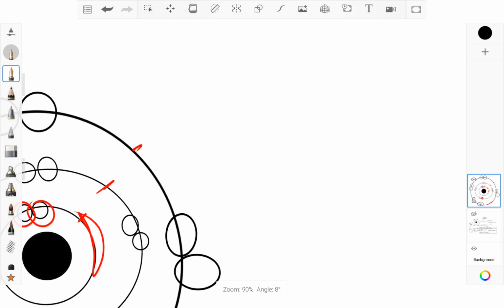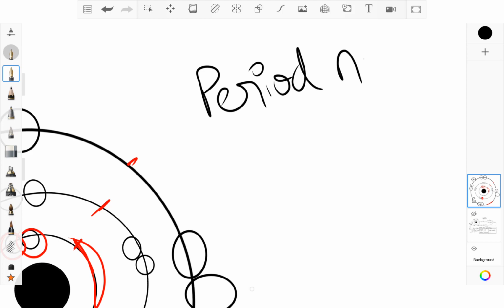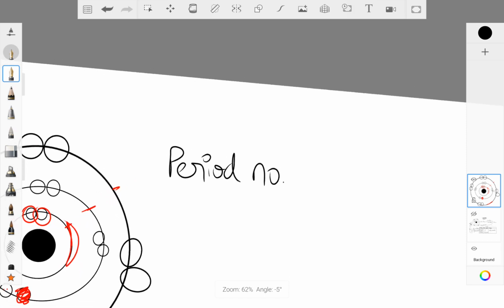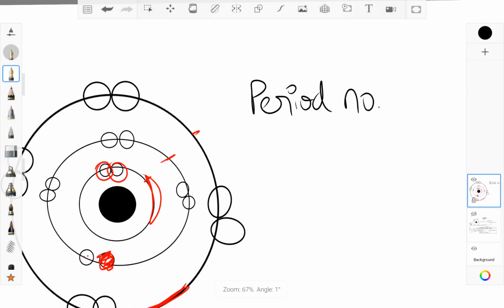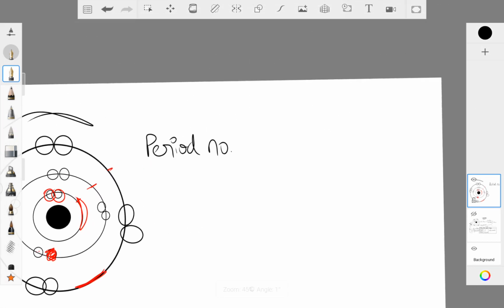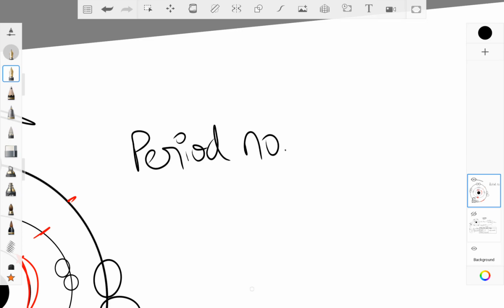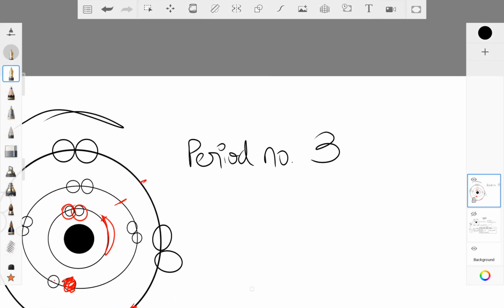Now, another thing that you need to be familiar with is the period and group numbers. You need to know what the period number tells you. So the period number in the periodic table tells you the number of shells in the atom. So in the case for this atom right here, since it has 3 shells, we can deduce that whatever element this is, it is found in period number 3. And you can obviously deduce the number of shells if you're given the period number.